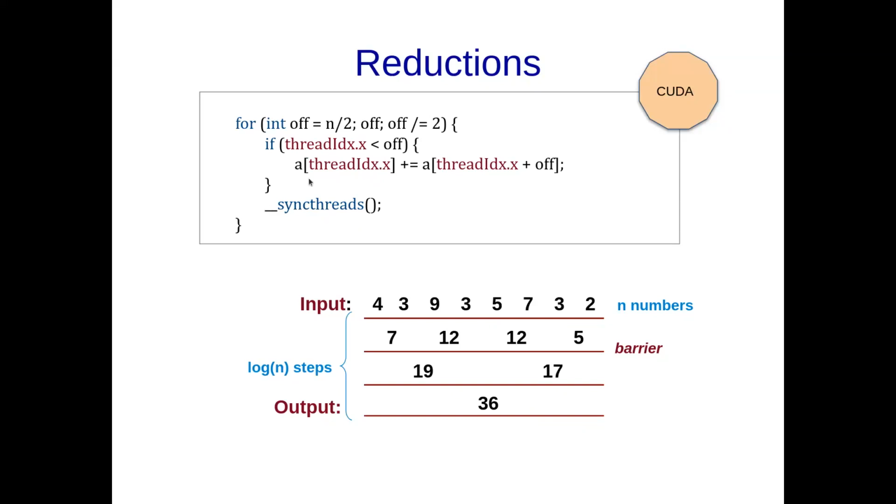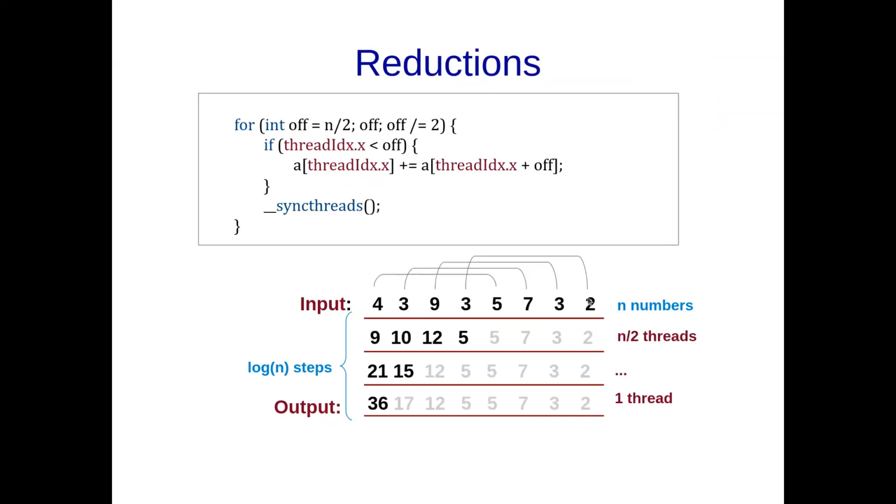What is the operation that I perform? A of threadIdx.x, that is A of my thread ID, plus equal to A of thread ID plus offset. This is not exactly what I have specified. It's not adding up consecutive elements. What it is adding are 4 and 5, 3 and 7, 9 and 3, and 3 and 2. Right? So that is what it is doing, as I can show you pictorially here.